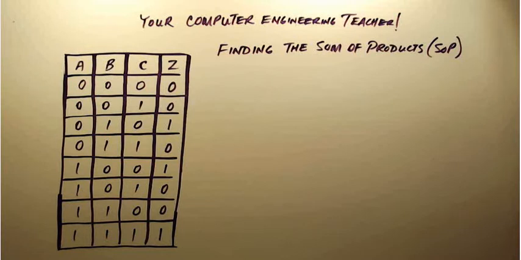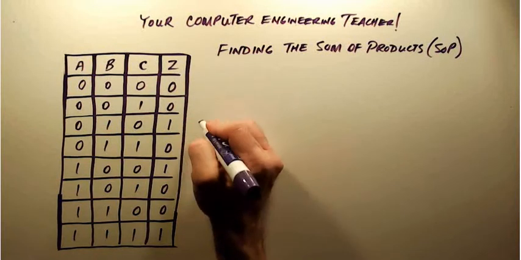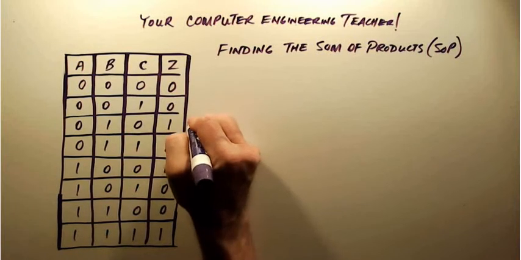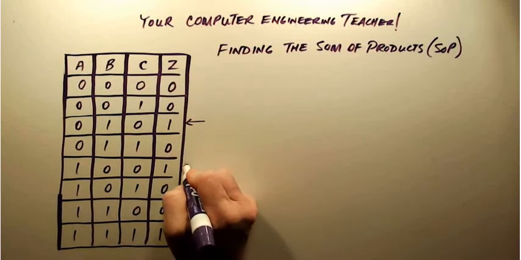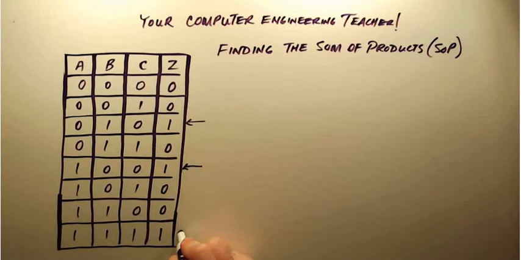So the inputs are represented by A, B, and C. The output is Z. So the way that we do sum of products, step number 1, is we identify all of the high outputs. So in this case here, we can see that we have a high output here, and we have one here, and we have one here as well.